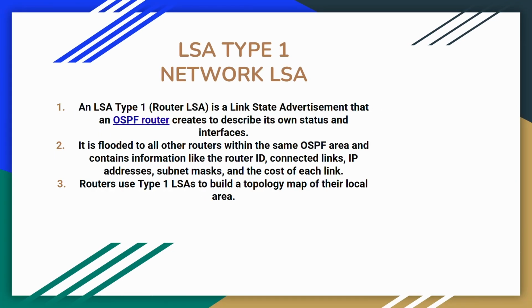LSA type 1, router LSA. An LSA type 1 router LSA is a link state advertisement that an OSPF router creates to describe its own status and interfaces. It is flooded to all other routers within the same OSPF area and contains information like the router ID, connected links, IP addresses, subnet mask, and the cost of each link. Routers use type 1 LSAs to build a topology map of their local area.